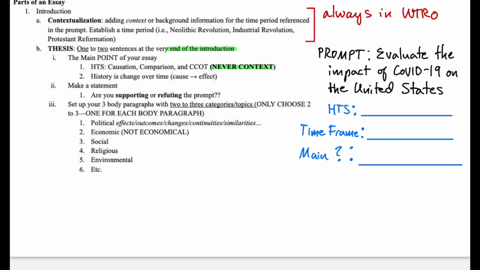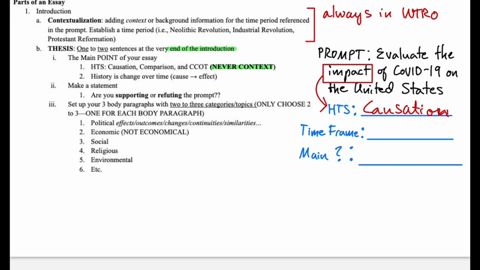So in addressing these points with relevant experiences that students have had, I typically will give them the prompt of evaluate the impact of COVID on the United States. Okay, so when we look at what we're supposed to do with our theme, with our question, we are supposed to identify the historical thinking skill. So which historical thinking skill do you think goes with impact? If you said causation, you would be correct, because impact is another word for effect.